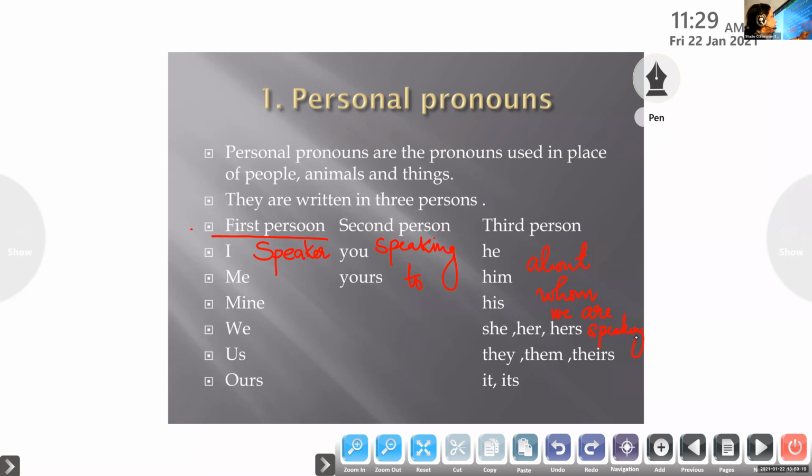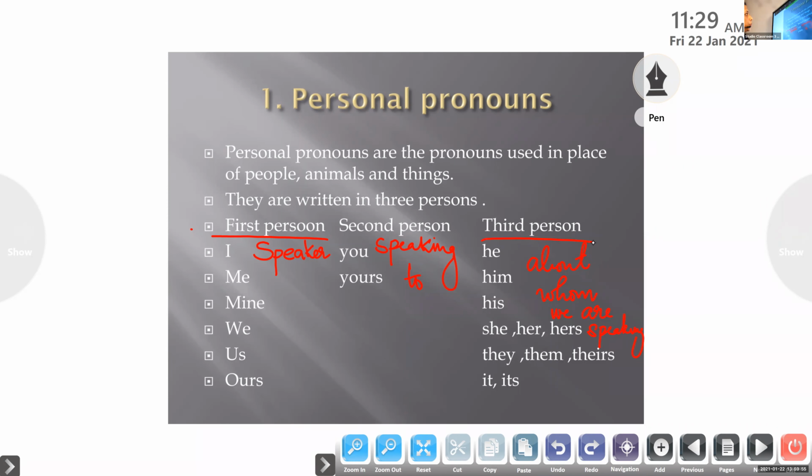That is he, him, his, she, her, hers, they, them, theirs, it, its. Clear? I hope it's clear. So ma'am is the first person, that is I. You is the second person, that is Parvana. I'm speaking to Parvana. About whom are we speaking? It can be one person, a boy, a girl, a group of persons, or something, like an apple, or some things. So all those are the third person.